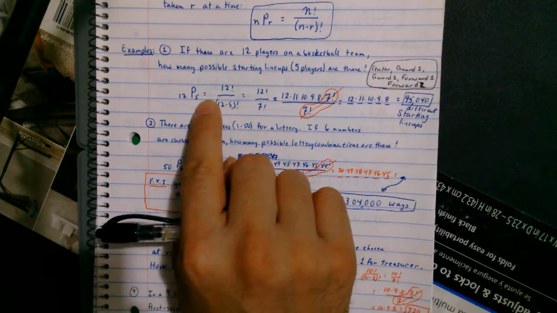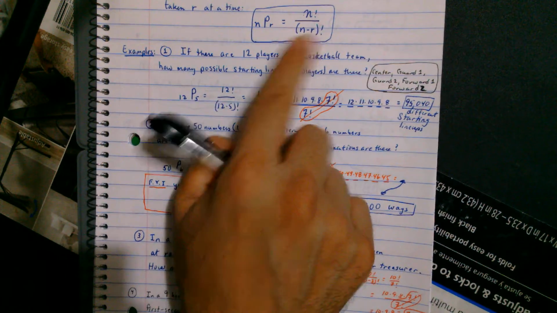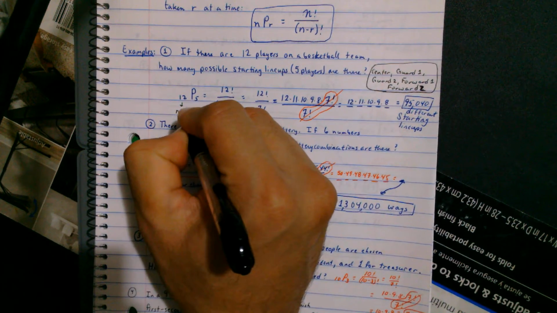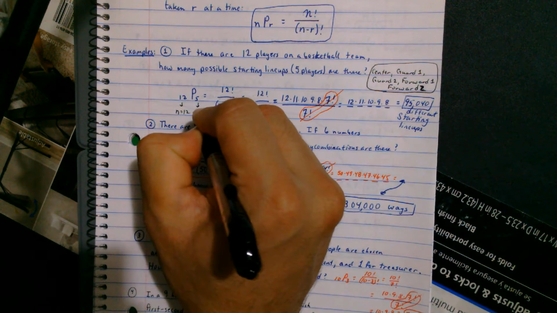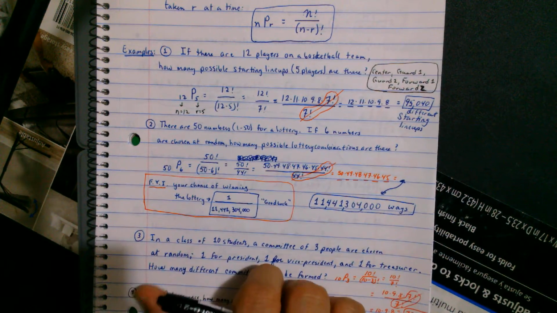And where you pick them matters, so it's permutations. So 12 factorial divided by 12 minus 5 factorial. Again, n is 12, r is 5, following the formula. So this is really 12 factorial over 7 factorial.